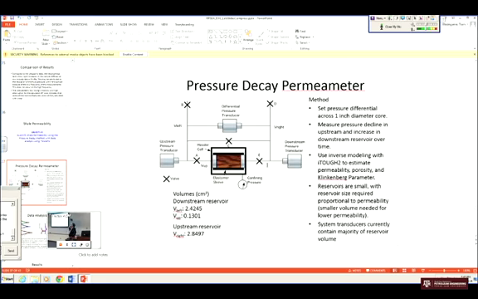So we have a pressure decay permeameter, and this is a process. I don't think there's a point for us to discuss this in detail. Let's just say we get the data, and then we use inverse modeling to estimate permeability, porosity, and the Klinkenberg parameter.